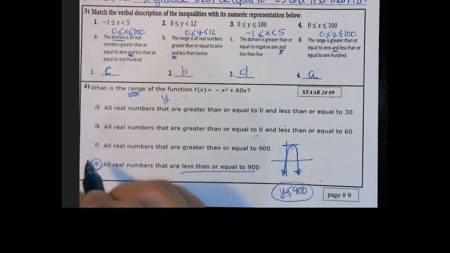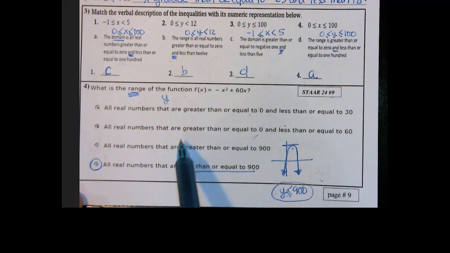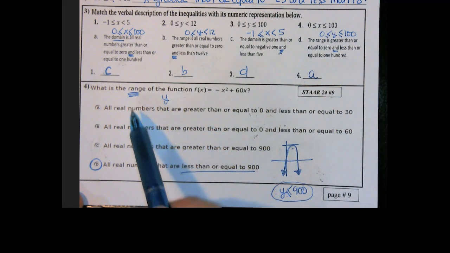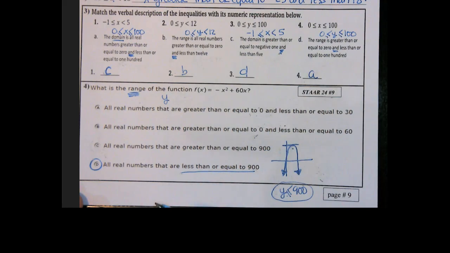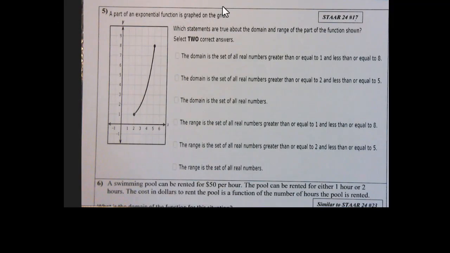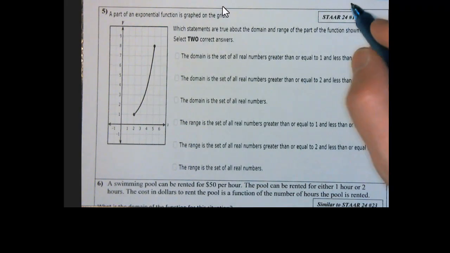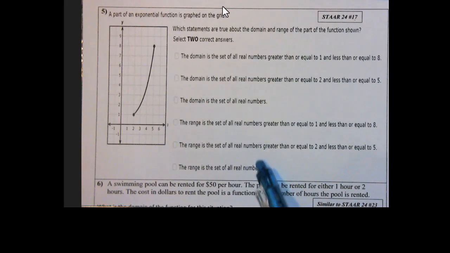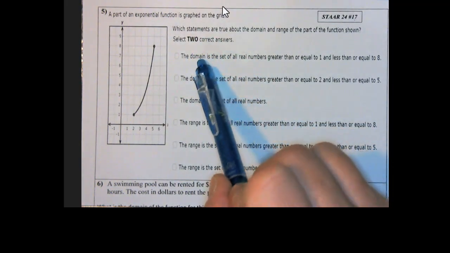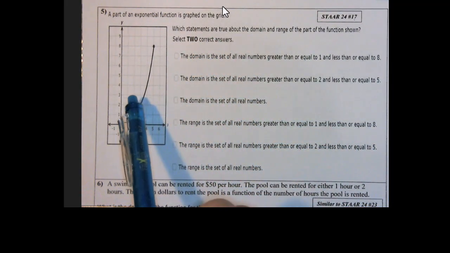So as you can see, more and more the STAAR tests are using domain and range with words, and that's why we need to be ready for it. Okay, let's turn to the next page. So here's the back side, and here we see a question from 2024, question number 17. Again, we see words, and we see that this problem has to do with domain and range of this graph.